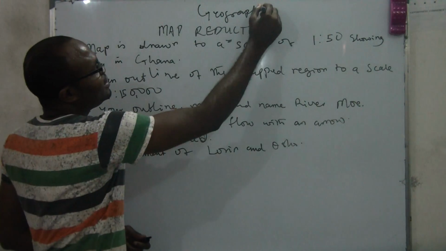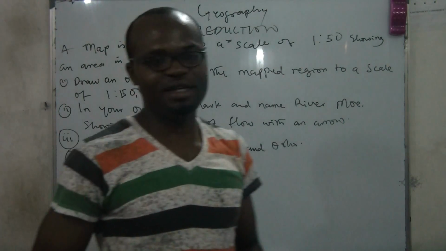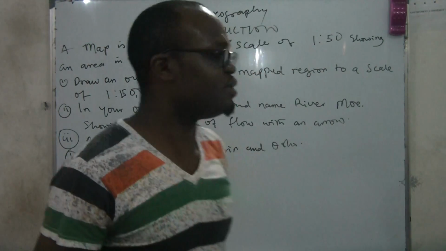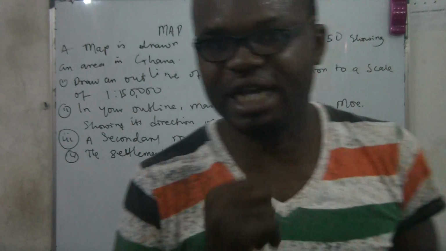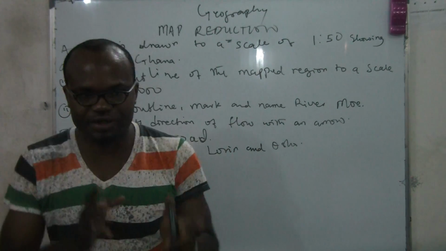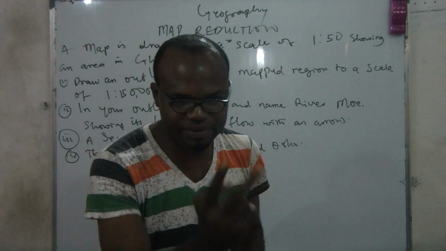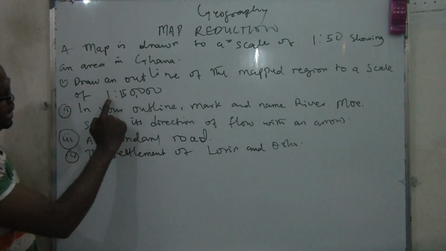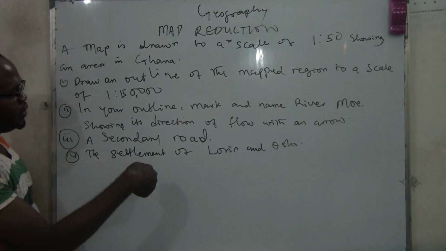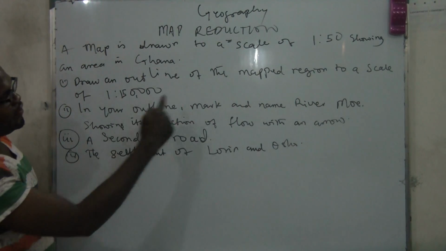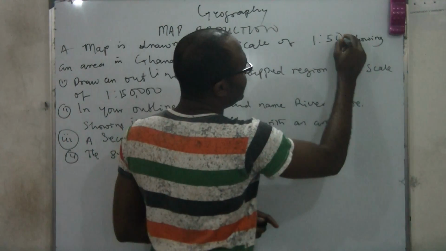Hello, welcome. Today we are going to be looking at an illustration of map reduction. There are two ways that you can use in identifying a map that should be reduced. If you're given a scale, then the scale you're turning to is, where is the given scale? Oh, sorry. This is 50,000.